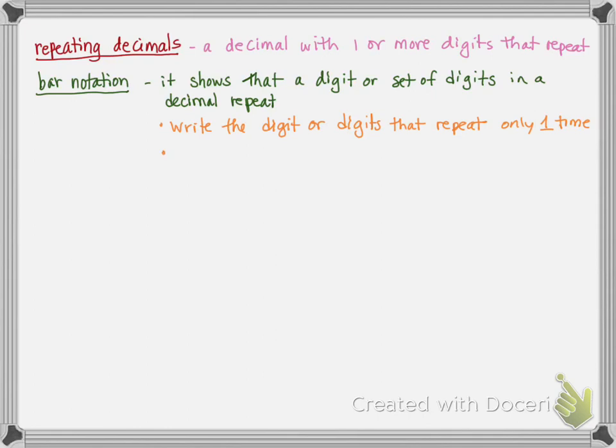Okay, so then we're going to draw a bar, which is a fancy way of saying line, so it looks like this. Over the digit or digits that repeat. Only them. So you have to be super careful when you write that bar that you do not get it over the decimal or anything else that should not repeat.